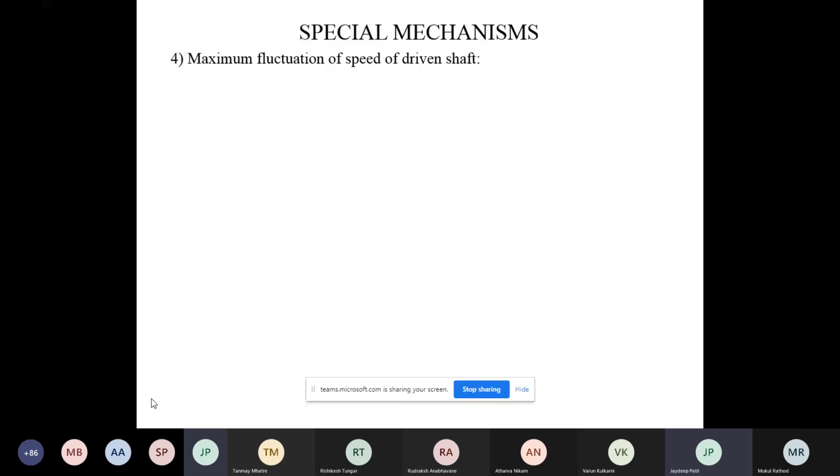Now, if you see, you will get the maximum speed of driven shaft and minimum speed of driven shaft. There are two separate formulas. Means you will get the two separate values. Means there is a variation. The speed of the driven shaft gets varied from minimum to maximum for the one constant speed of the driving shaft. Now that is known as a fluctuation of speed of the driven shaft.